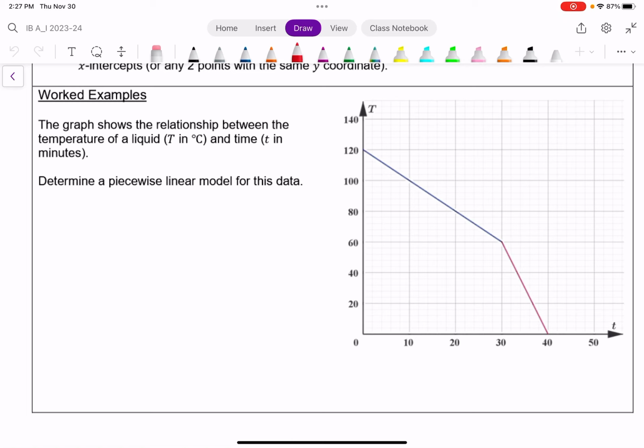For example, if you look at this function here, it's composed of two line segments, a line segment here and a line segment here. So how can you express this as an equation that puts all of this together? Well, first let's find the equations of these two line segments separately.